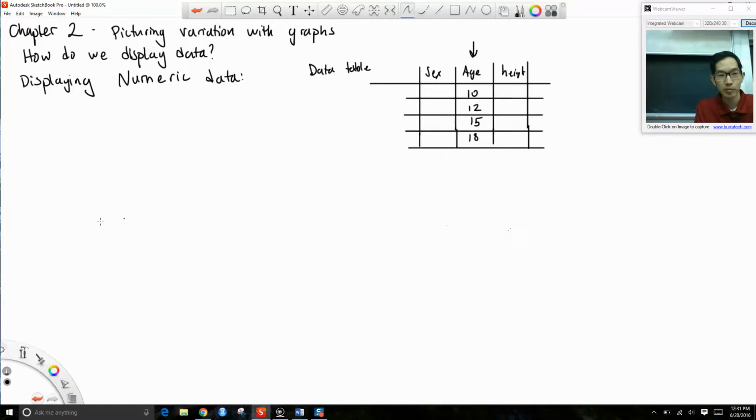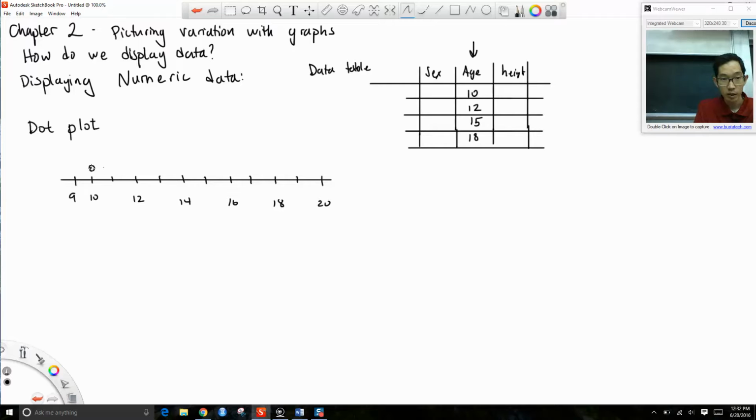And so the way a dot plot works, this is one way to display this information. We can use a dot plot. We've got four values here, and all we're going to do is put dots right where these values are located. So 10, 12, 15, and 18. And this kind of just shows us how spread out or how close together the values are.